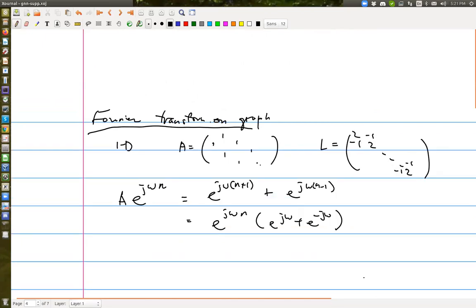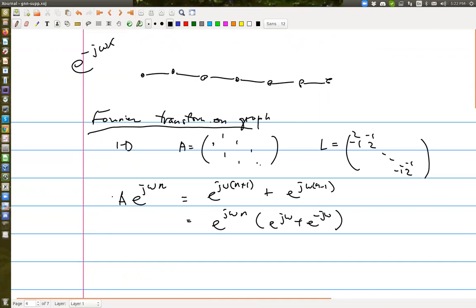Now, what's interesting though is if you think of a signal, for example, a 1D signal is just a graph signal on a path graph here. And then we think of what's the Fourier transform. Fourier transform is basically a projection into a basis like e^(jωx), something like that, right? Projecting to a sinusoidal basis.